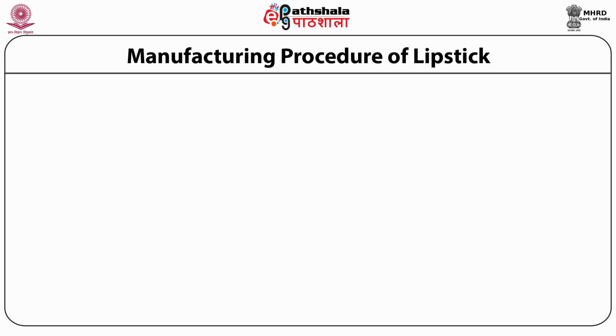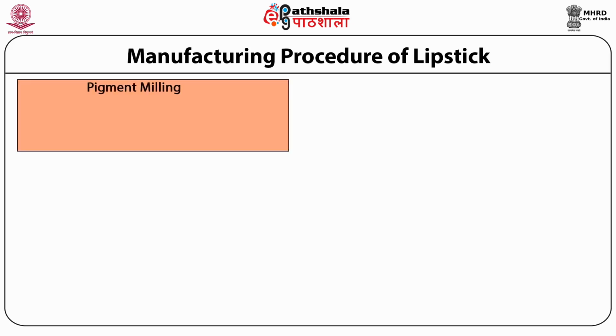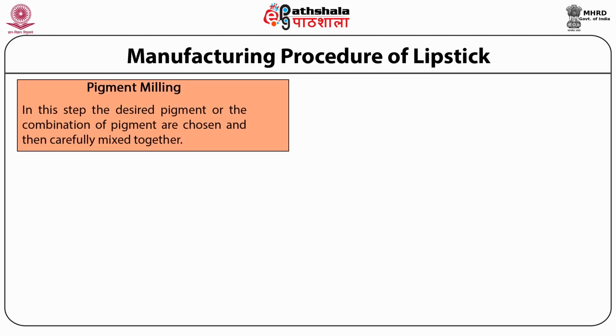The manufacturing procedure for lipstick. The most common lipstick manufacturing procedure is done in 4 stages. The first stage is pigment milling. In this step, the desired pigment or the combination of pigments are chosen and then carefully mixed together. Then the pigment is mixed with oils and put through a 3-roll mill, which powders the particles and reduces them to a size of 20 microns.